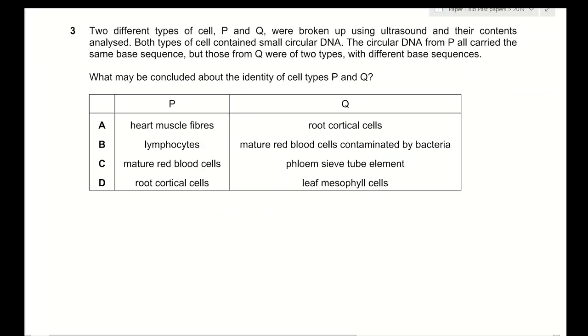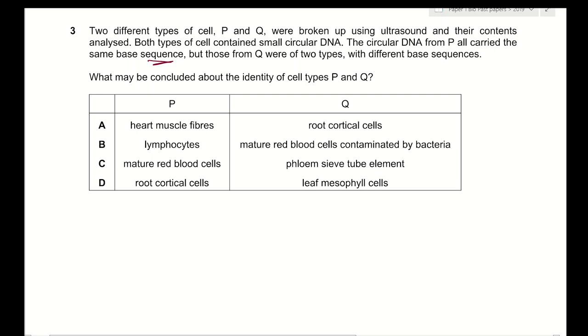Question number 3. Two different types of cell, P and Q, were broken up using ultrasound and their contents analyzed. Both types of cell contain small circular DNA. The circular DNA from P all carry the same base sequence, but those from Q were two types with different base sequences. What may be concluded about the identity of cell types P and Q?